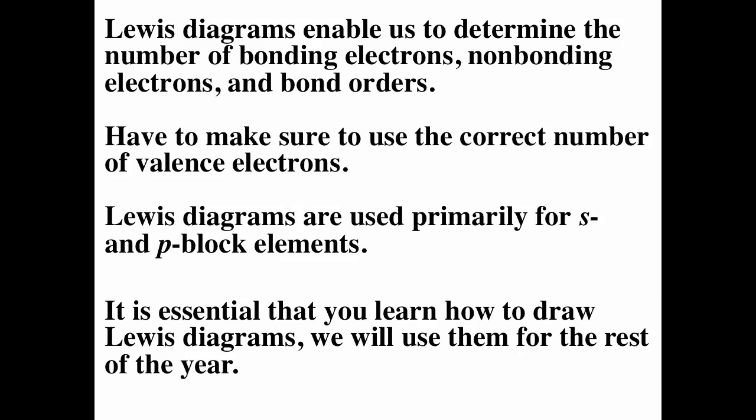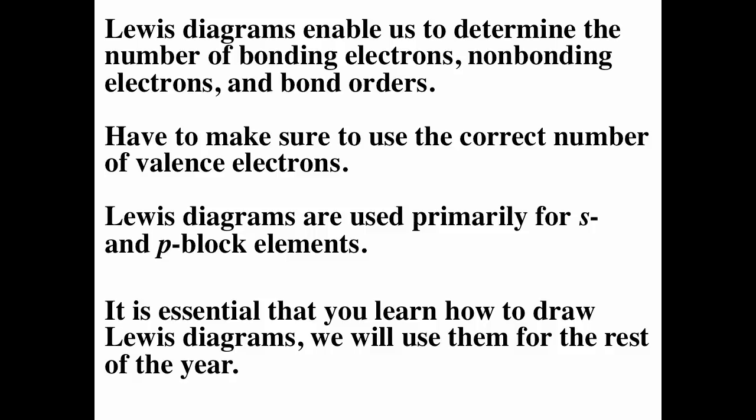Howdy. So what have we learned? We've learned that Lewis diagrams enable us to determine the number of bonding electrons, non-bonding electrons, and bond orders for a compound. We've learned that when doing Lewis electron dot diagrams, we have to make sure we use the right number of valence electrons. So we calculate the number of valence electrons at the very beginning.